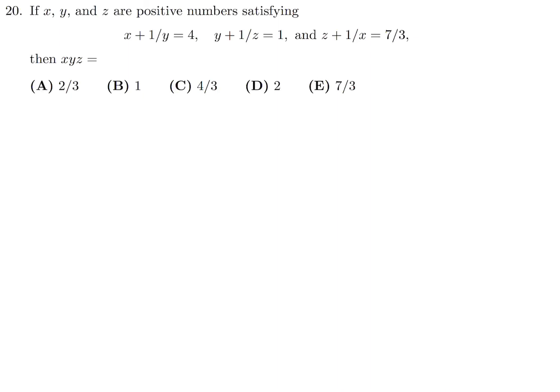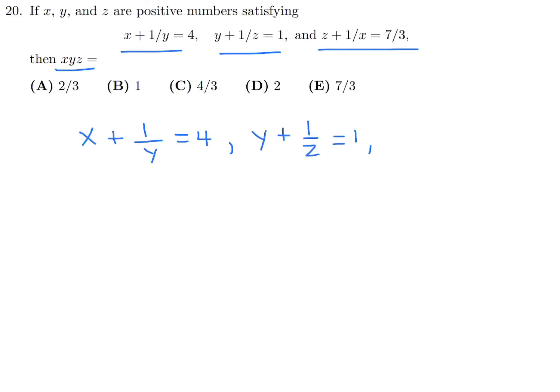If X, Y, and Z are positive numbers satisfying all of that, find XYZ. Okay? So we've been given 3 equations, and we have to somehow manipulate them to figure out XYZ. So we've got X plus 1 over Y is 4. Y plus 1 over Z is 1. And Z plus 1 over X is 7 over 3.